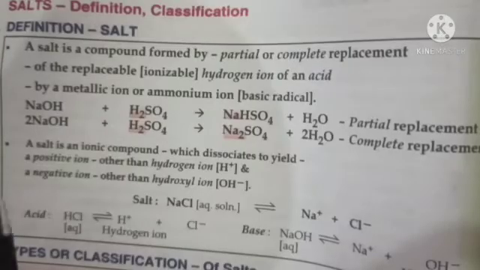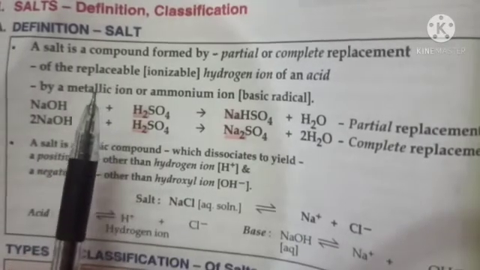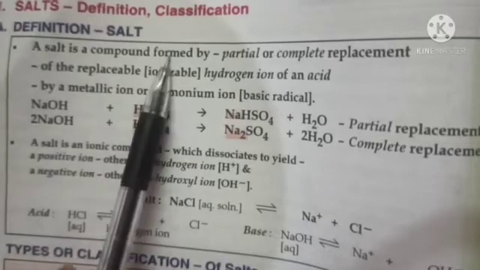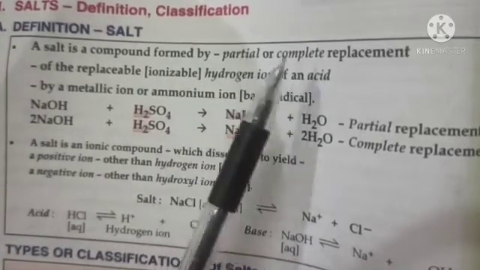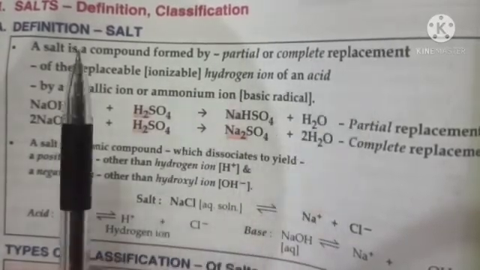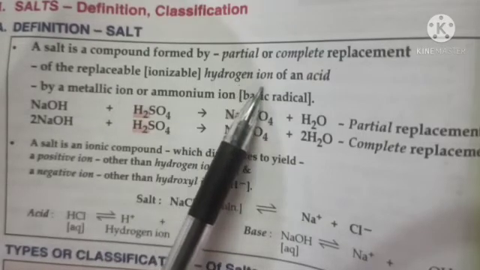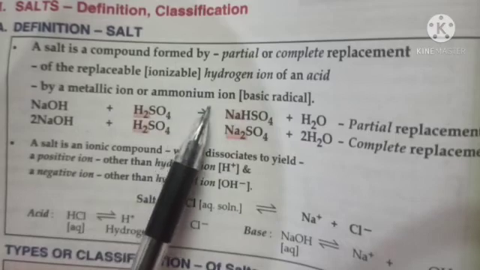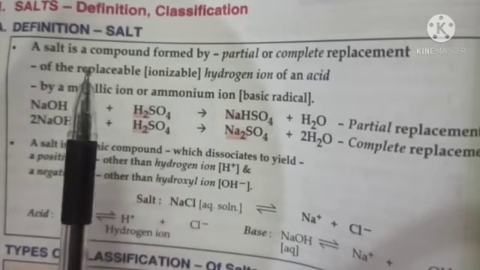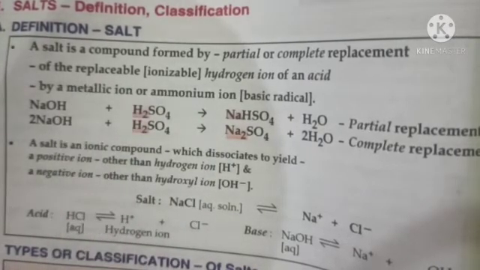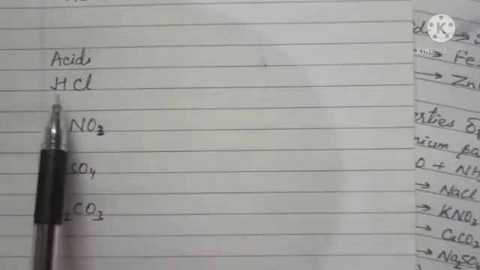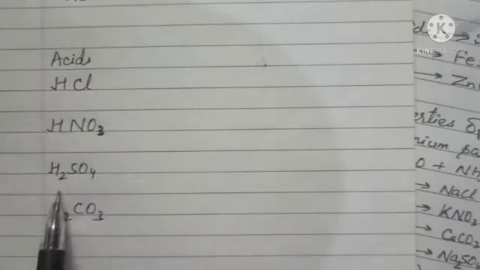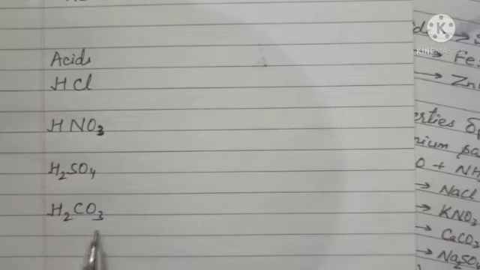Understood? Now next is the definition of salt. What is salt? A salt is a compound formed by partial or complete replacement of the replaceable hydrogen ion of an acid by a metallic ion or ammonium ion. For example, these are the acids. First is hydrochloric acid, then nitric acid, then sulfuric acid, and then carbonic acid.